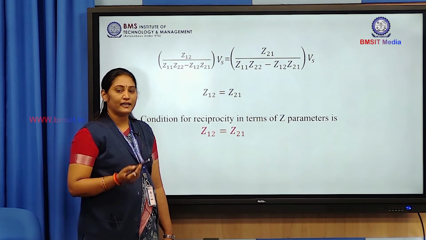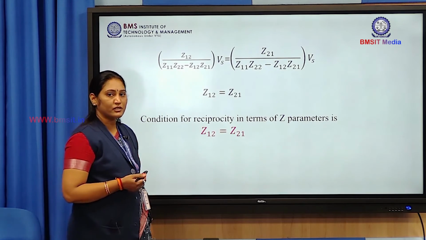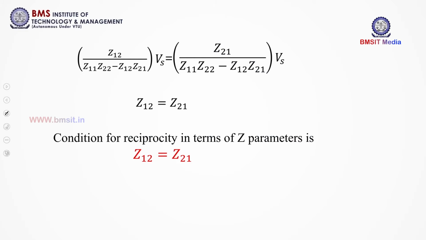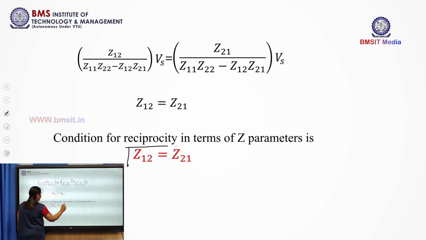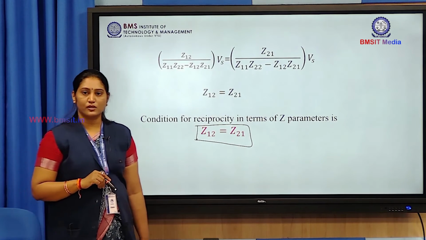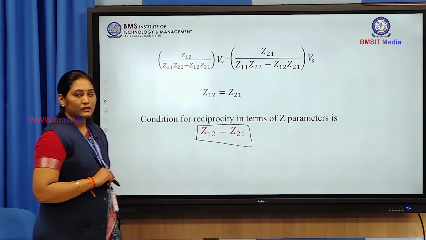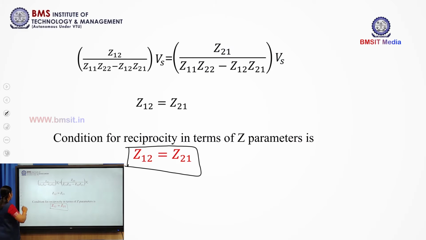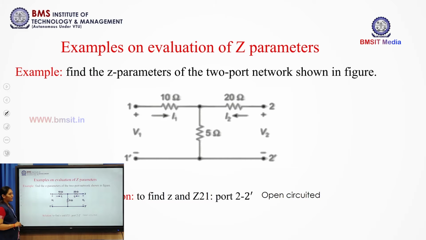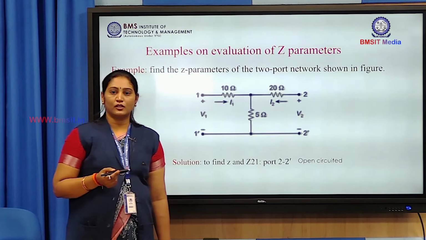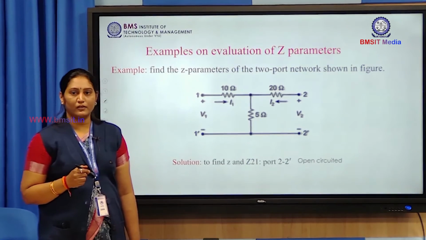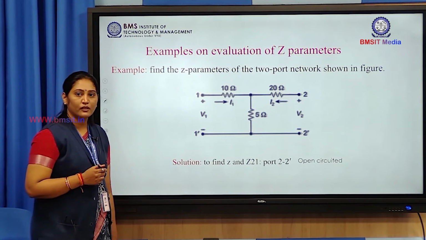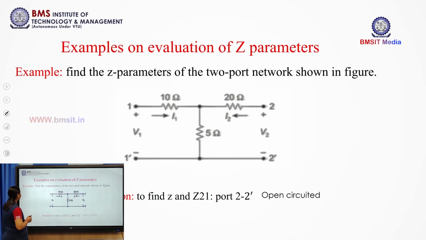So, what is the condition for the reciprocity? The condition for reciprocity is Z12 equal to Z21. This is the condition for the reciprocity. Now we will move on to the condition for the symmetric. But before that, let me evaluate one circuit for the Z parameters.